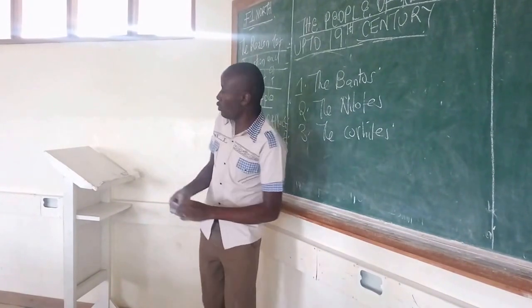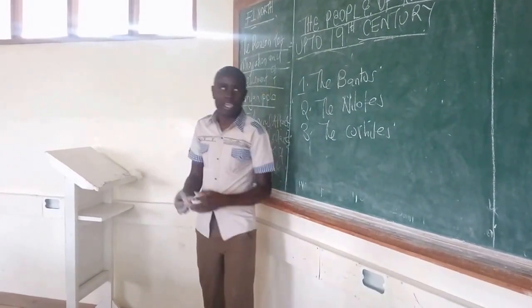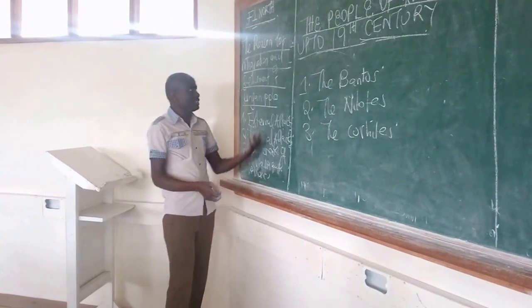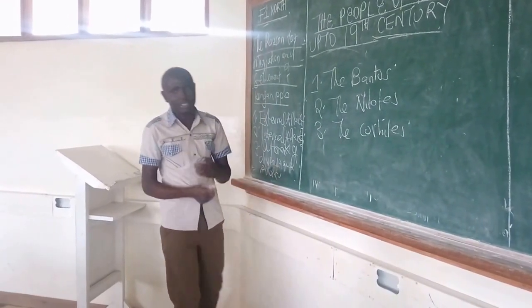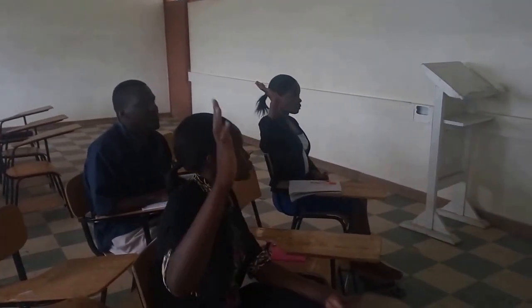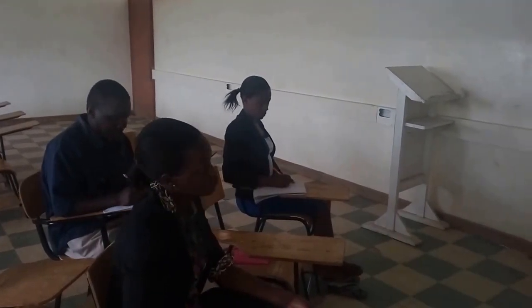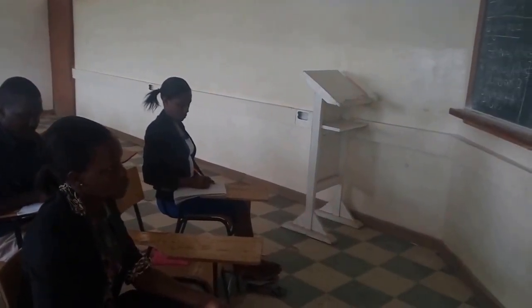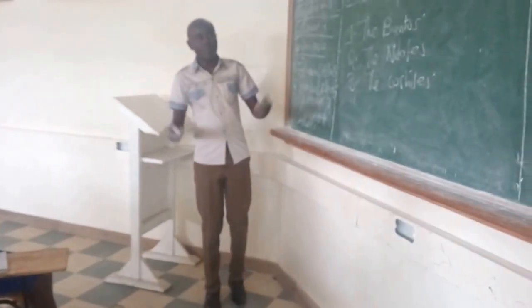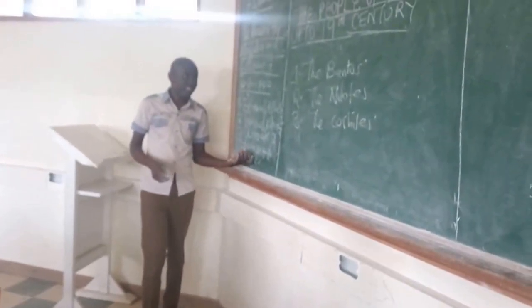Now, class, who can identify other factors that facilitated the migration and settlement of the Kenyan people? Yes, Patrick. Spirit of adventure. Two, drought and famine also led to their migration and settlement. Three, yes, Francisca. Population pressure, or overpopulation in the areas where they settled.